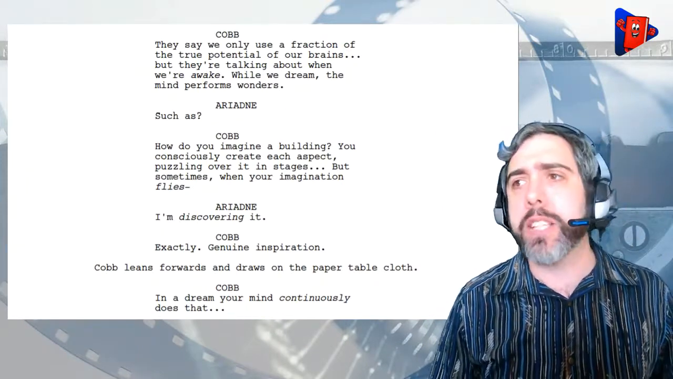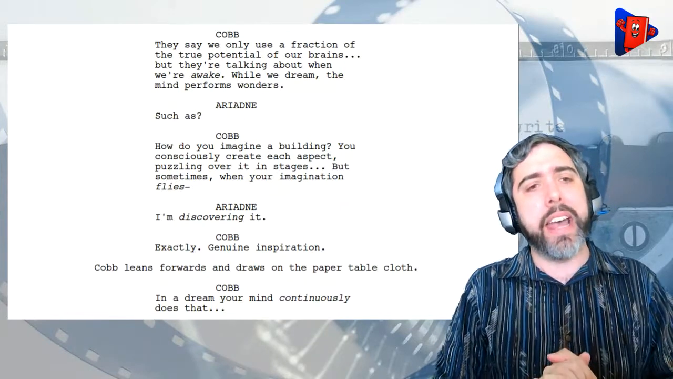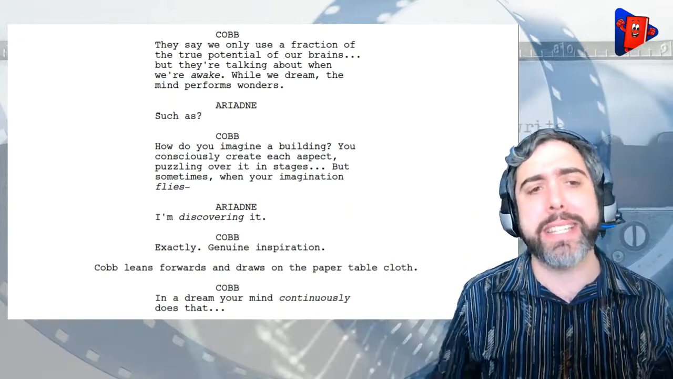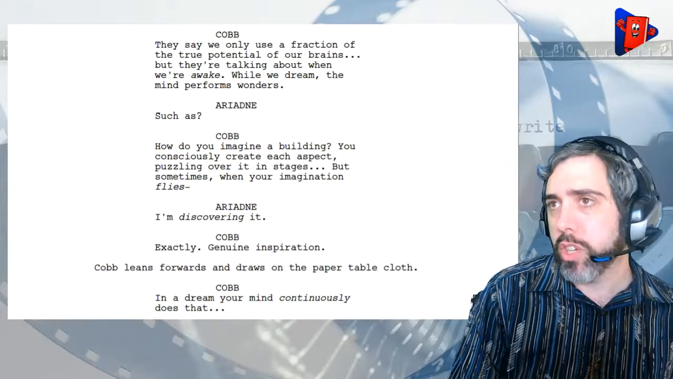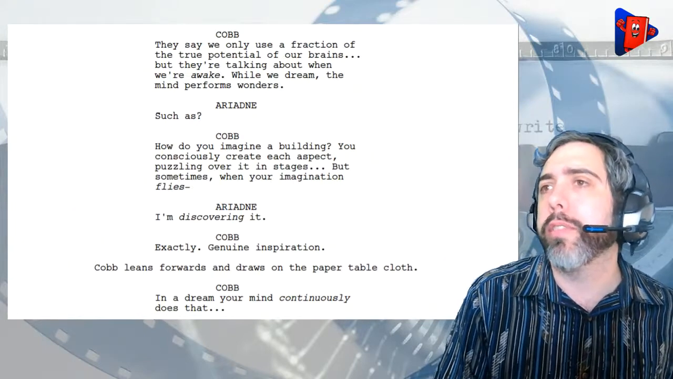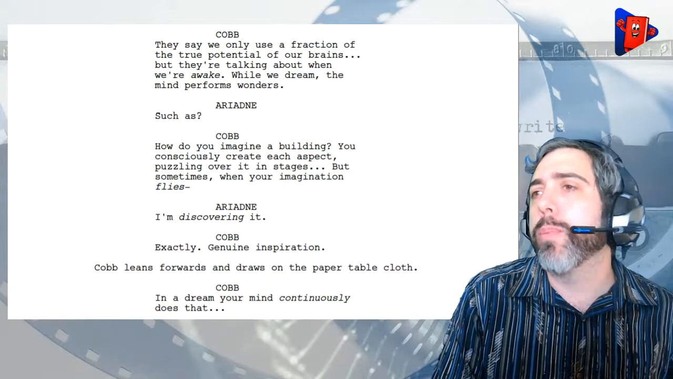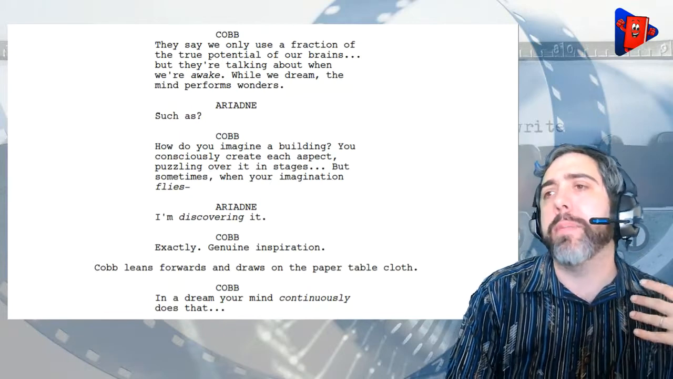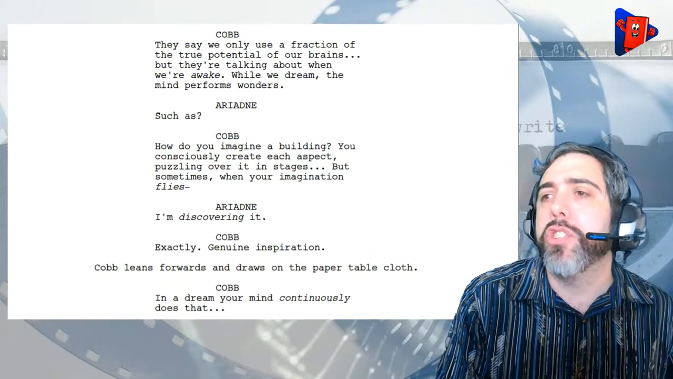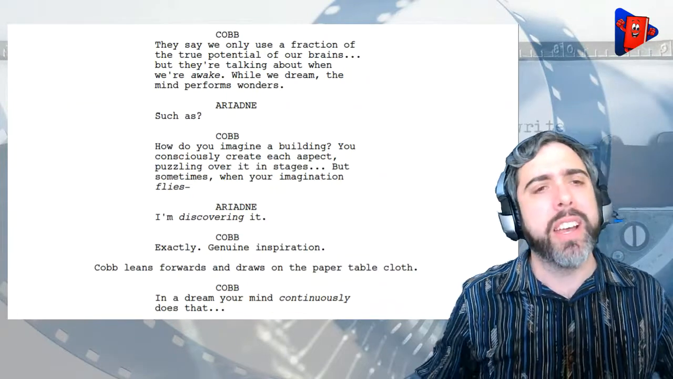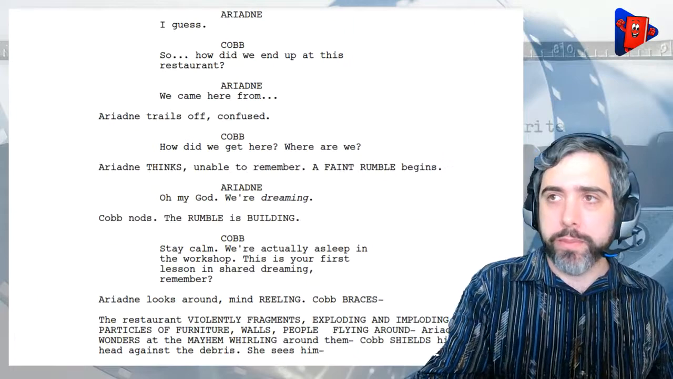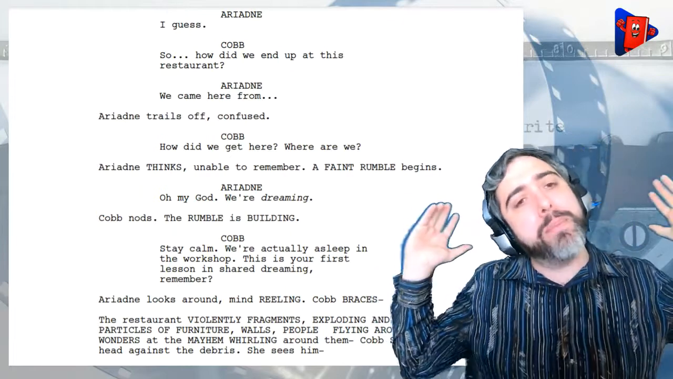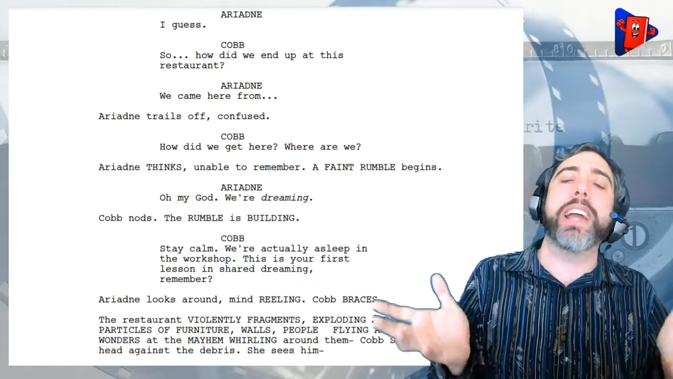So here we have an exposition scene where they're sitting at that French cafe. And again, these are scenes that are very difficult to write and make interesting because you just have two people sitting down, looking at each other. So Cobb says, "We only use a fraction of the true potential of our brains. When we dream, the mind performs wonders. Your imagination flies." And Ariadne says, "I'm discovering it." And Cobb says, "Exactly. Genuine inspiration." He's kind of painting this beautiful picture. But then he pulls the rug out from underneath us and explains, well, I'm not just talking about it, I'm showing you. We are actually in a dream right now.